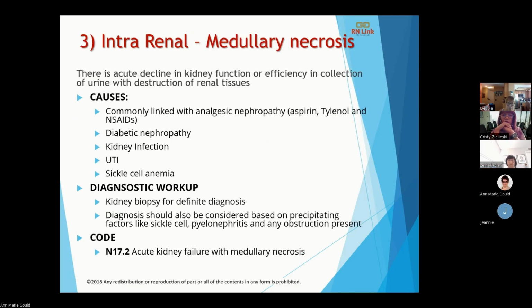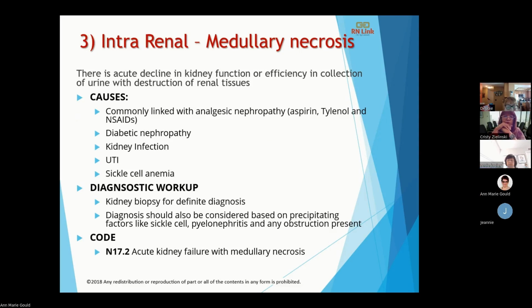And then your medullary necrosis, there's an acute decline again, of course, of your renal function. And it's within the urine collection that the tubules are destructed. Okay, there's destruction of the tubules. So your causes could be an analgesic med, your aspirin, Tylenol, or NSAIDs, diabetic nephropathy, kidney infections, of course, or UTI, and your sickle cell anemia.